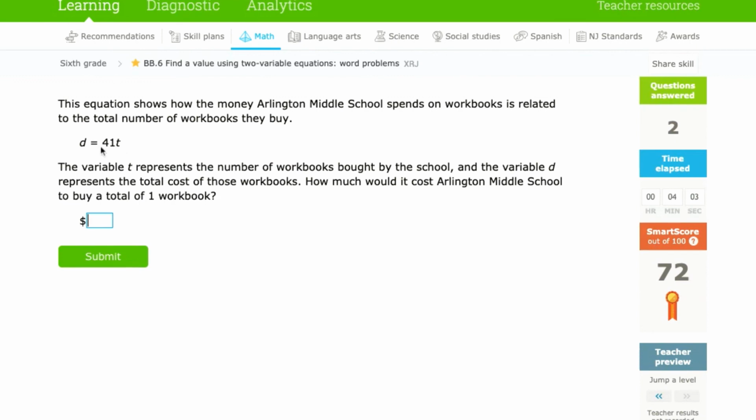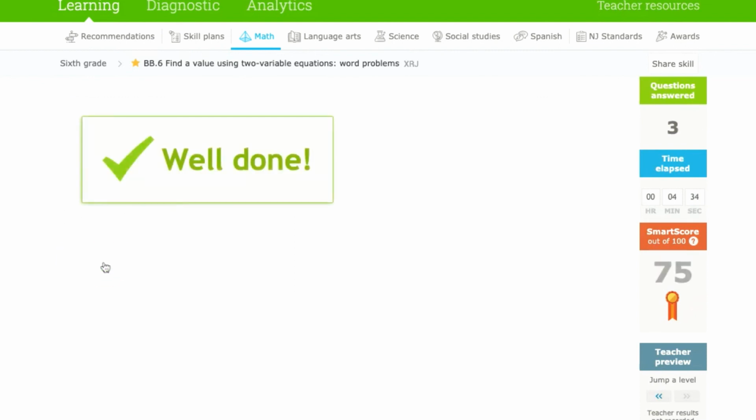So in this case, when they tell you that the money that Arlington Middle School spends on workbooks is related to the total number of workbooks they buy, and T represents the number of workbooks, D represents the cost. So how much would it cost? So what would be D when we buy a total of 1 workbook? And they told us that T was the workbook. So we just replace T with 1. 41 times 1 is just 41.